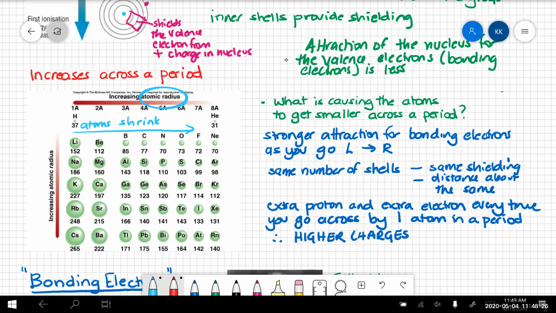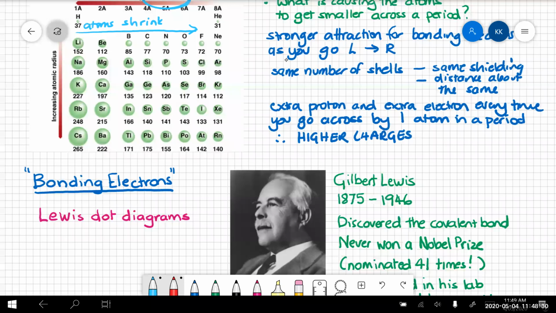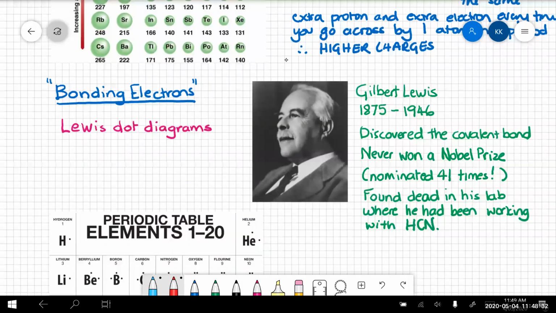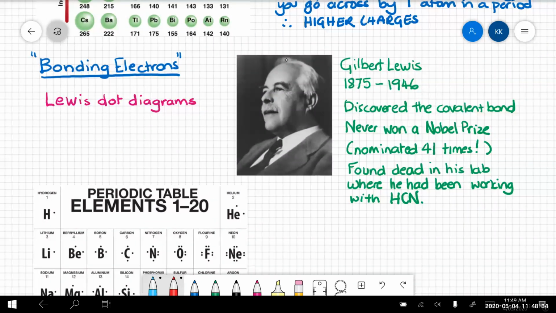study of covalent bonding. Let's talk about what these bonding electrons are. We keep talking about bonding electrons. We're going to study what bonding electrons are using Lewis dot diagrams. These were developed by Gilbert Lewis. He lived from 1875 to 1946. He discovered covalent bonds. Pretty amazing discovery.